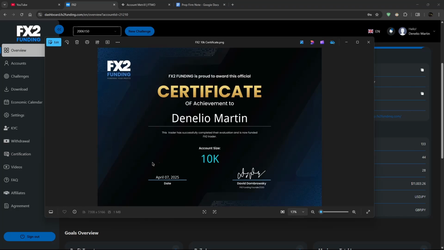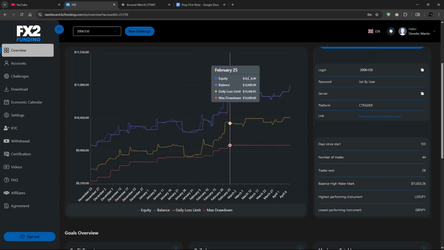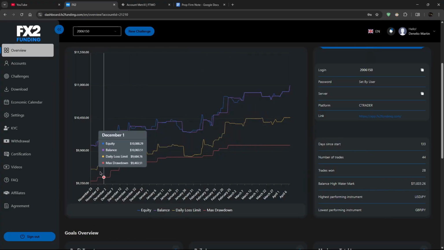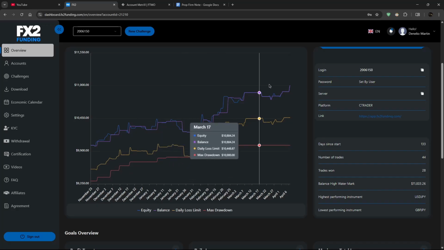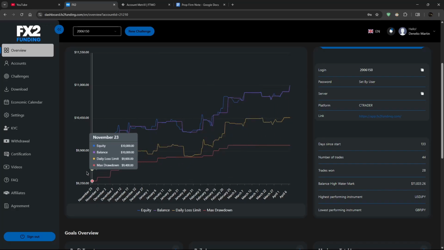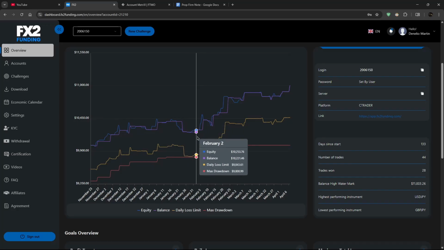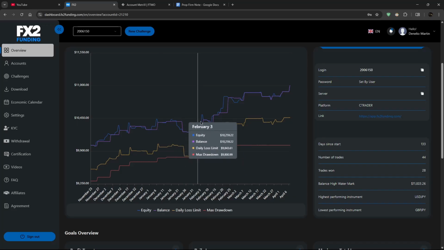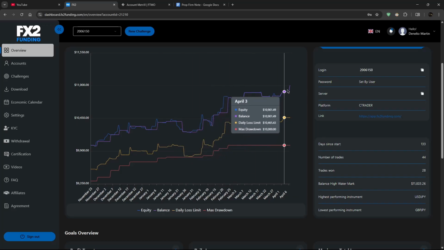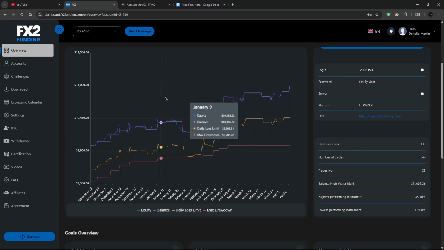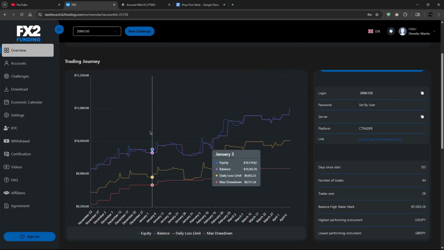So here's a certificate. It's a 10k account. So here's the dashboard right here. You can see the equity curve. It was basically a one-way streak all the way up, and I started this on the 23rd of November. I had one drawdown here where the account went from 10,400 to 10,221. So that was the only drawdown. The rest is basically just a one-way streak up. So that's the equity curve right there.